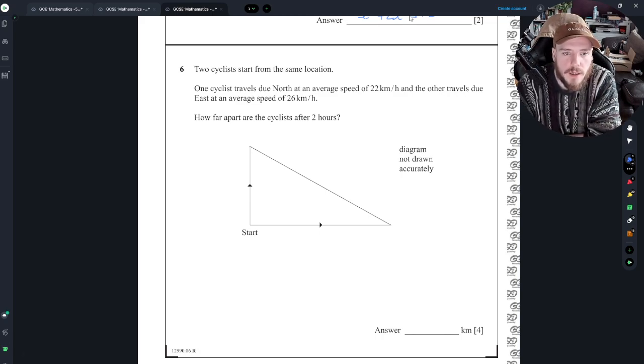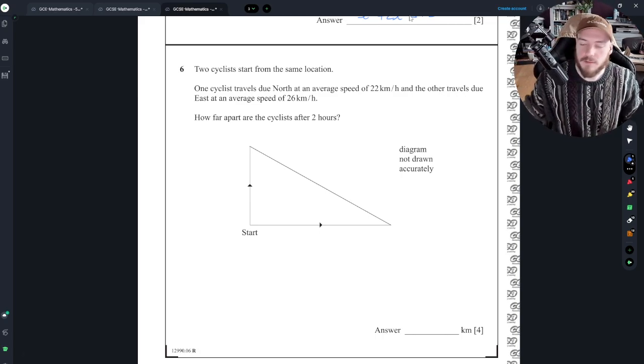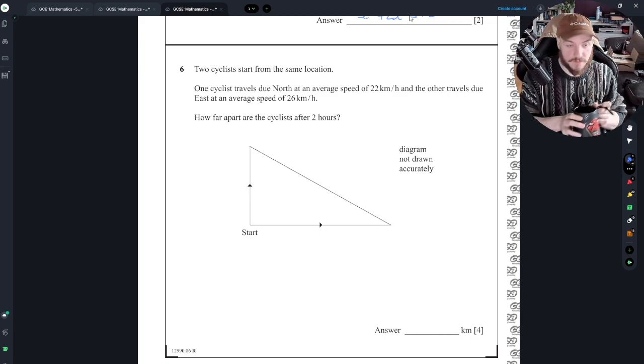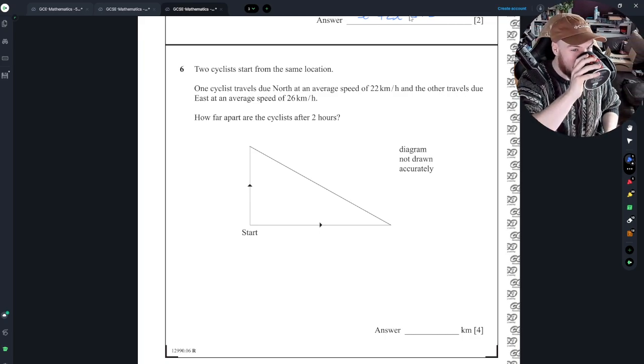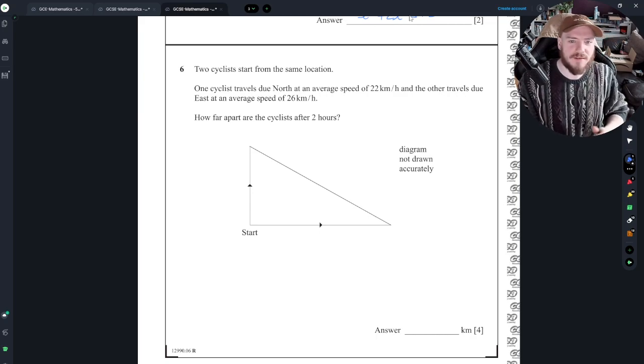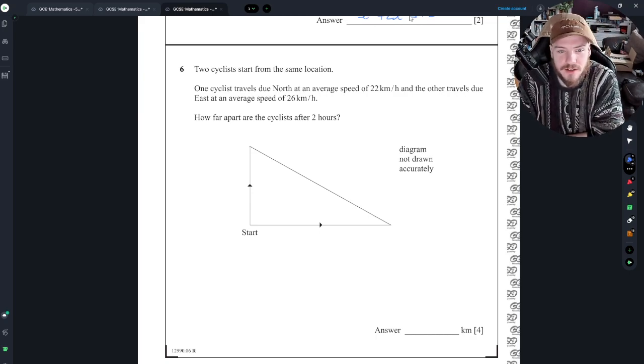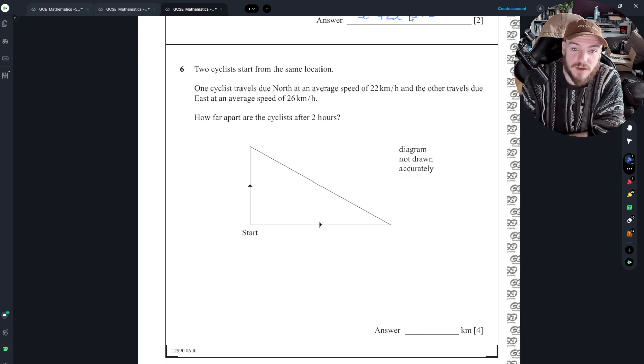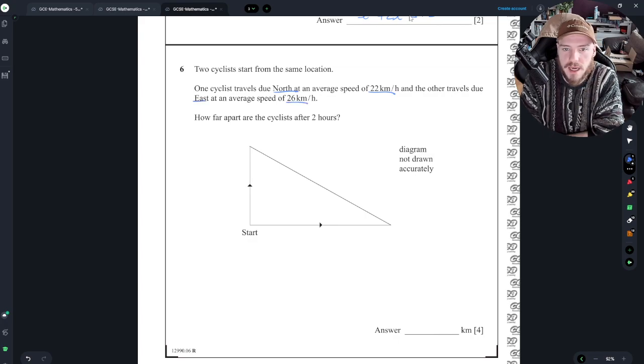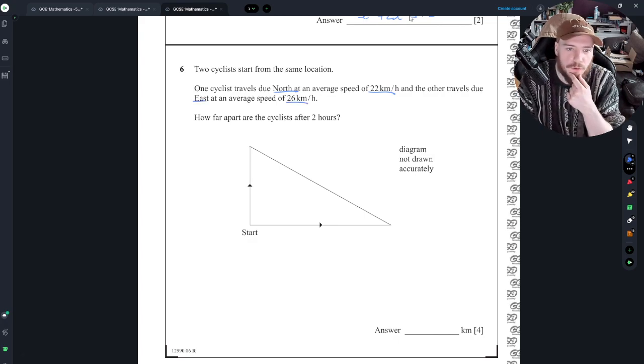So two cyclists start from the same location. Excellent, it sounds like fun. One cyclist travels due north. So they obviously don't like each other because they're not traveling in the same direction. One cyclist travels due north at an average speed of 22 kilometers per hour, and the other travels due east at an average of 26 kilometers per hour. So the northern cyclist travels at 22 km per hour, the eastern one at 26 km per hour. How far apart are the cyclists after 2 hours?